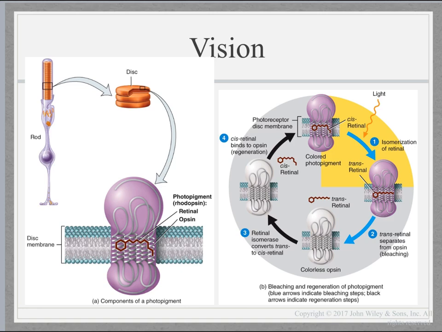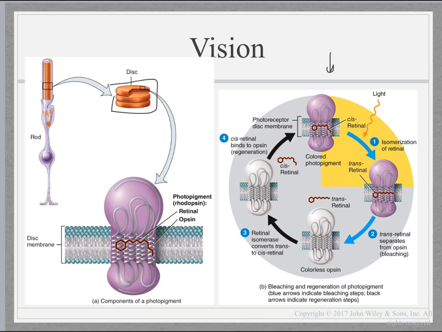So let's first take a look at the components of the photopigment. We start with these protein discs. The discs are made up of the photopigment rhodopsin. Now rhodopsin is a dimer. It's made up of 2 chemical components, one retinol and one opsin. So now what we're going to do is discuss this process here in its entirety, and then we'll take it step by step.